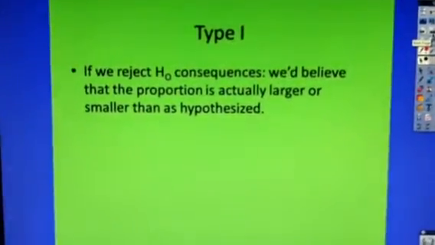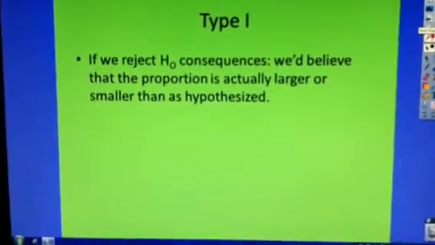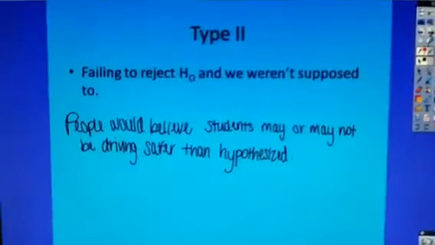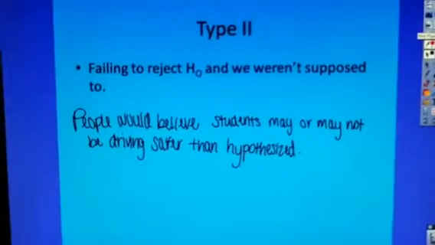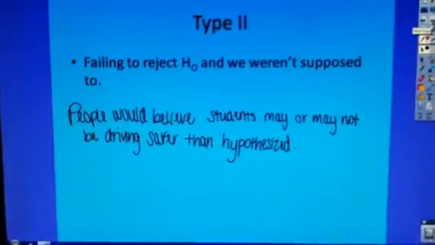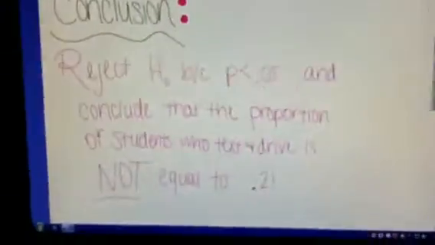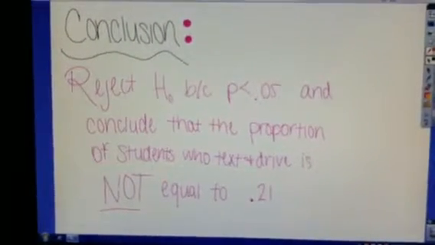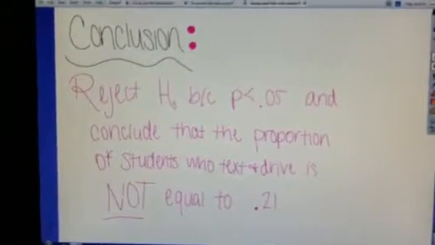Type 1 error is if we reject H0, and the consequence is that we believe the proportion is actually larger or smaller than hypothesized. Type 2 would be failing to reject H0 when we were supposed to, and people would believe students may or may not be driving safer than hypothesized. Our conclusion would be to reject the H0 because P is less than 0.05 and conclude that the proportion of students who text and drive is not equal to 0.21.